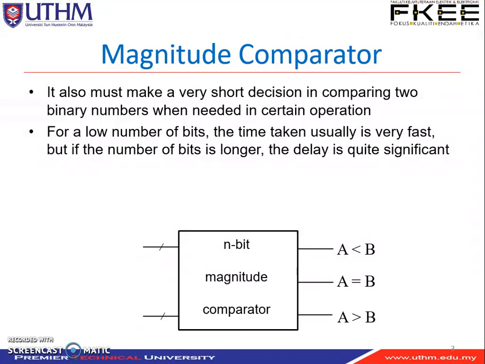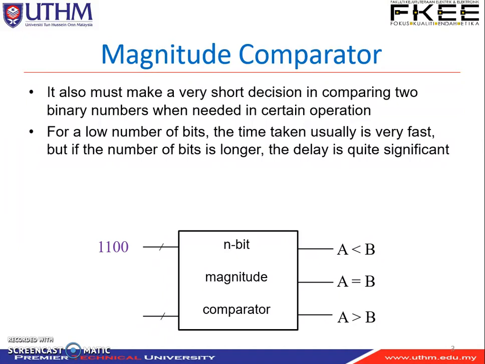When we are comparing two binary numbers, a short decision must be taken. The problem is when the numbers are very long, for example a 64-bit number. The time taken to compare those two numbers, the delay, is quite significant. So you must shorten the delay time for a longer bit magnitude comparator.